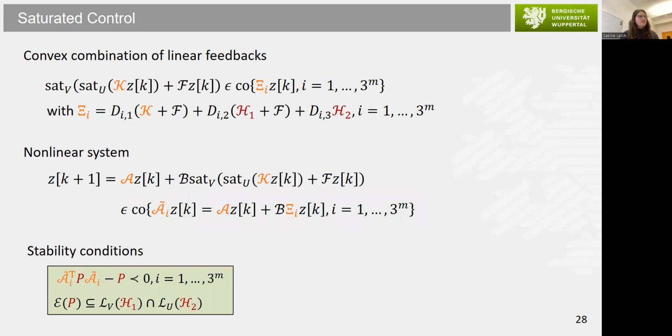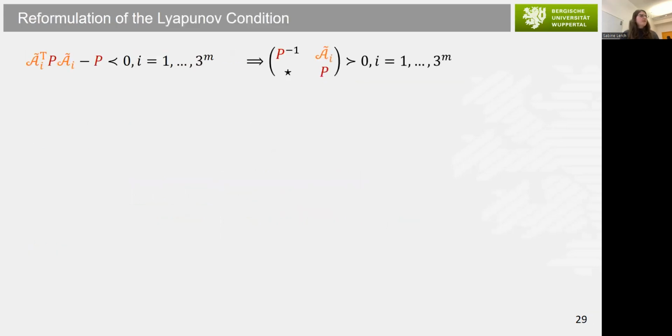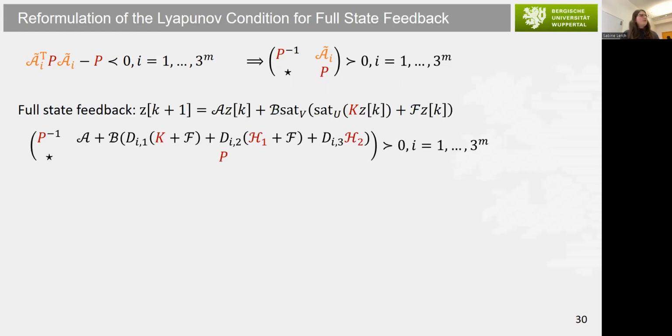And now I mark the decision variables in red again, and the matrices containing decision variables in orange. So you see that AI tilde contains decision variables, at least K, H1, and H2, but it can also contain decision variables in A. So the first condition is obviously not an LMI yet. And with the second we will deal later. So the first one can be reformulated by the Schur complement, but this is still not an LMI due to this inverse of P.